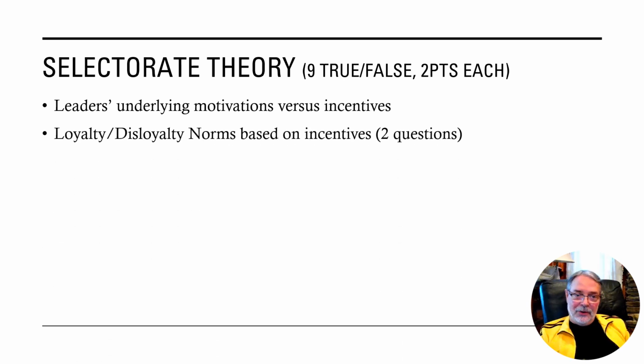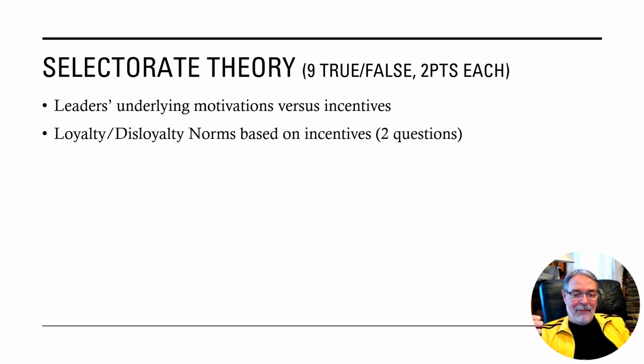Loyalty versus disloyalty norms. We have two questions here, right? The loyalty norm, either norm could potentially occur in each system, but we don't see it, right? The loyalty norm is the norm that you stick to your leader regardless, right? The disloyalty norm is, you don't, right? That you throw them under the bus the first time they screw up, right? And they're based on incentives.